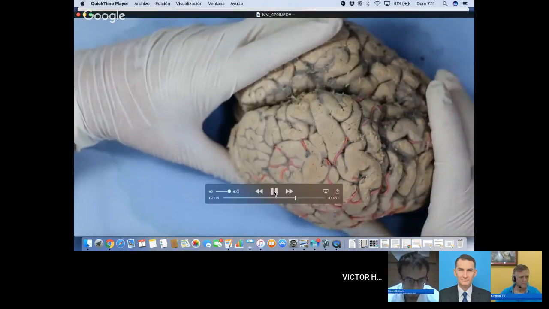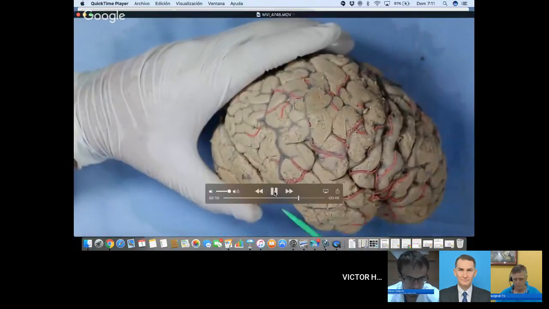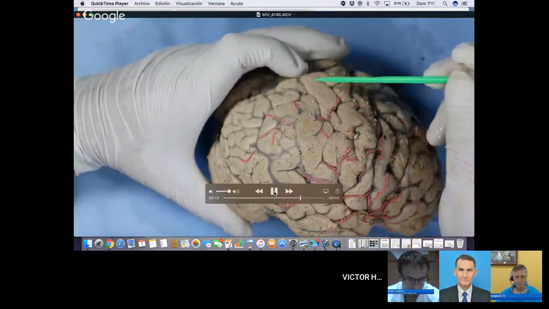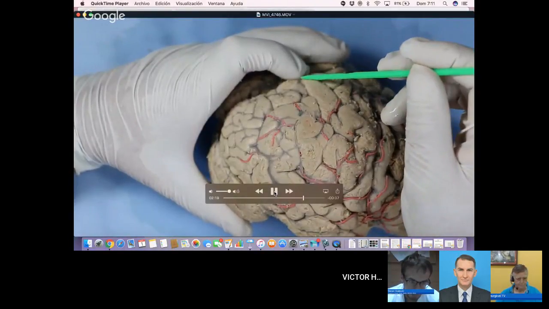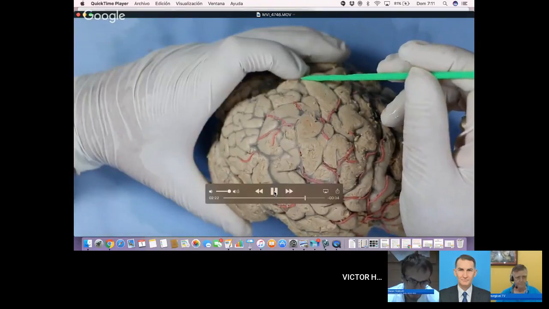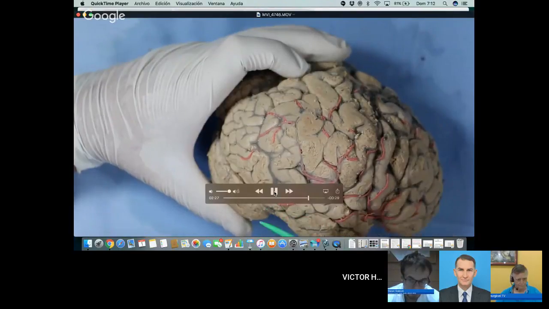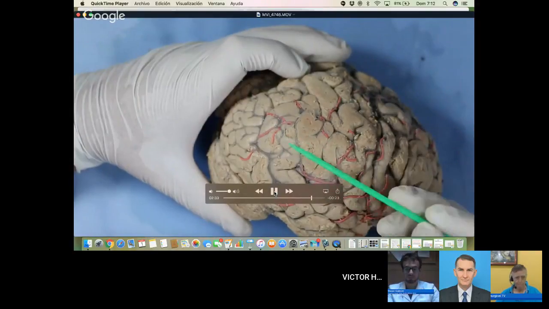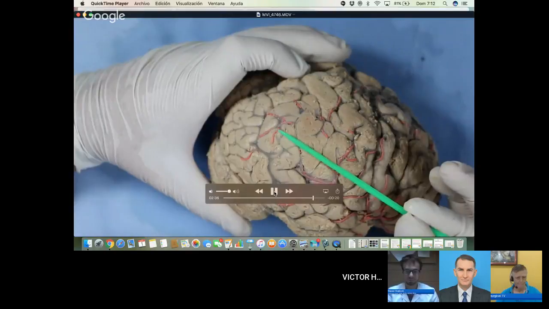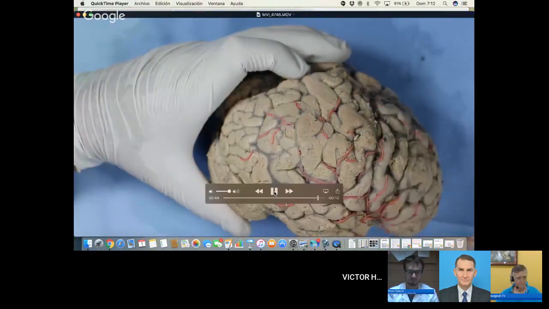From that point to the temporal notch, or a preoccipital notch, that is a preoccipital notch, we have an imaginary line from that point, parieto-occipital fissure, to the preoccipital notch. In the middle of this imaginary line, we have the limits of the temporal and parietal lobes.